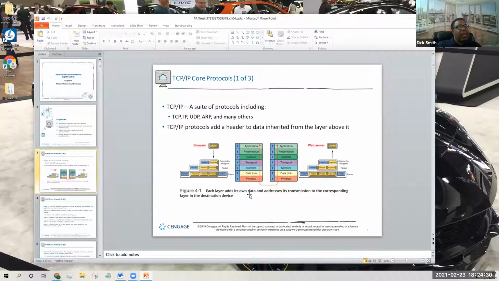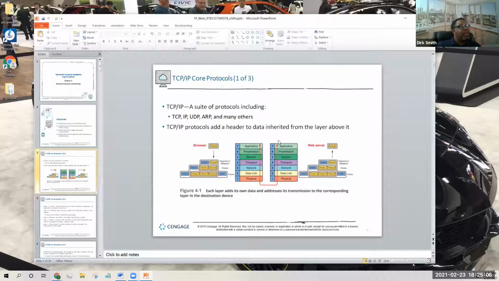So TCP and IP are two different core protocols. They call it a suite, and it also includes UDP and ARP as well. So in the TCP/IP protocol, what it does is add a header to the application. When you get the browser on the application layer, it goes on down to the presentation layer, establishes a session, and then you can see from here the different things it's going to be doing, the payload, and so on.